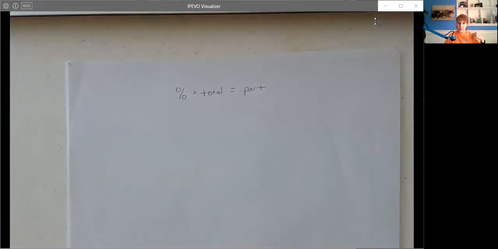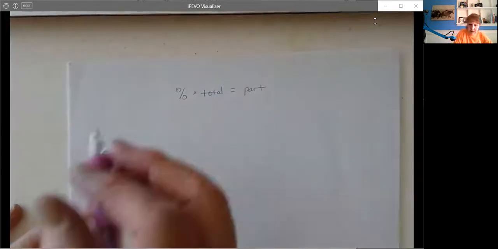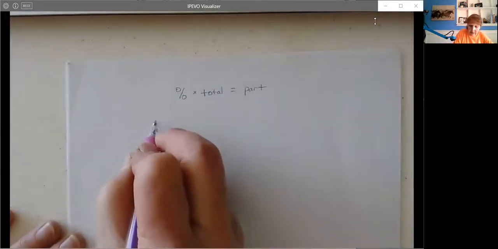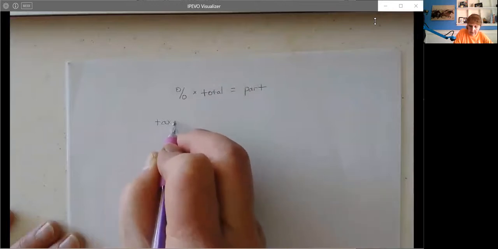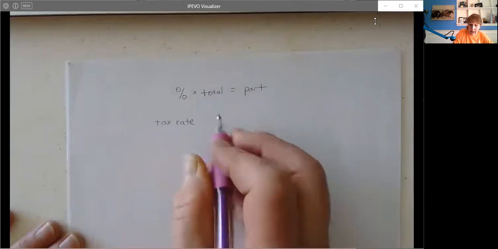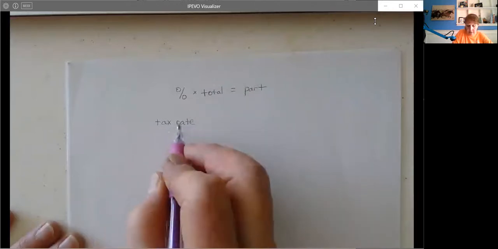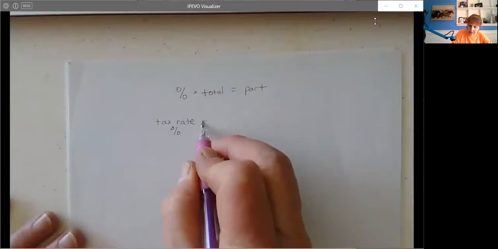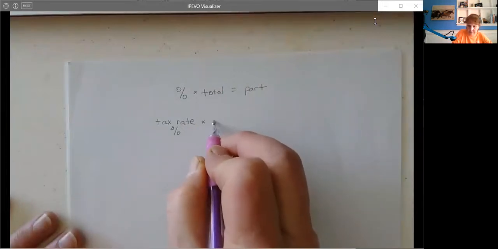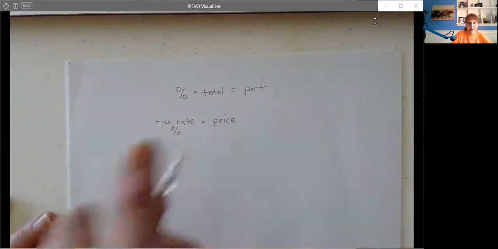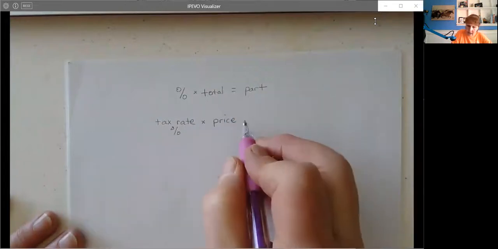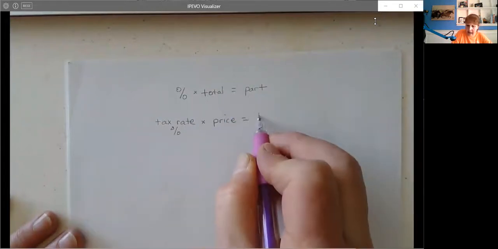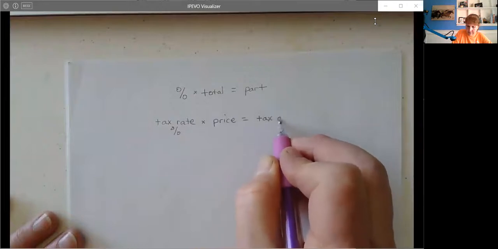So in this case, the percent is either going to be a tax rate, and you'll take the tax rate. The tax rate will be expressed as a percent. So you'll need to move the decimal to the left twice before you do any multiplying or dividing, times the purchase price, the price of the item you're buying, and you will get the tax amount.